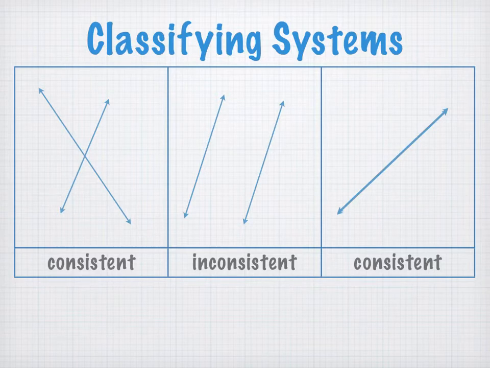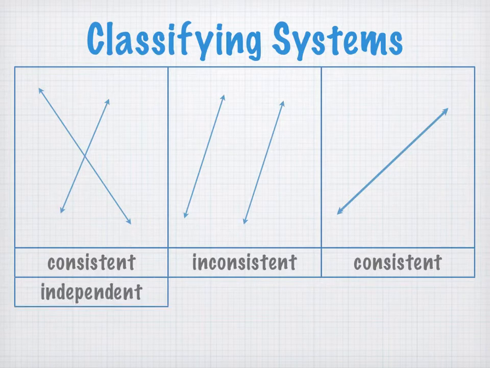Next, we have to look at whether they're independent or dependent. And remember, independent means it's two different lines. Dependent would be something like this, where the two lines are actually the same line. So this one, because I've got this line and this line, two separate lines, we would call that independent.